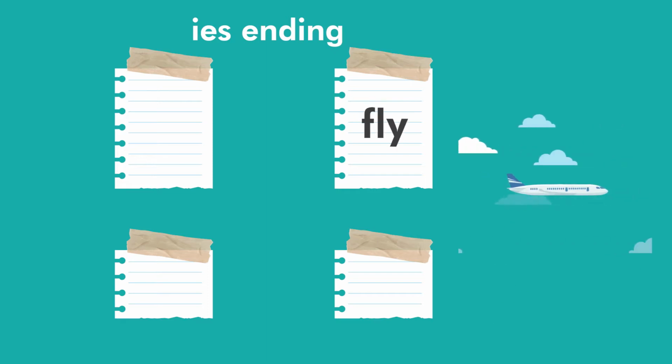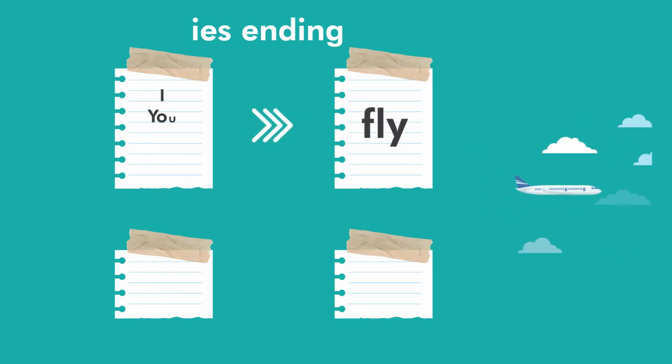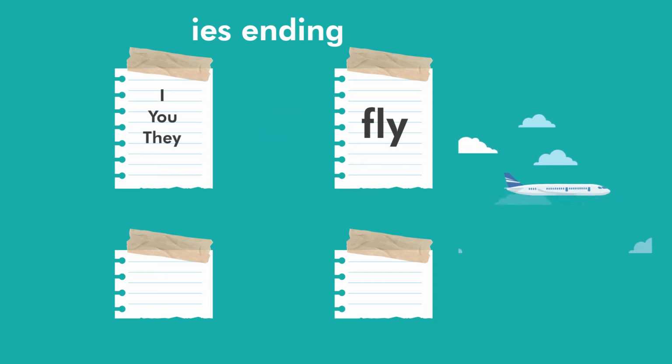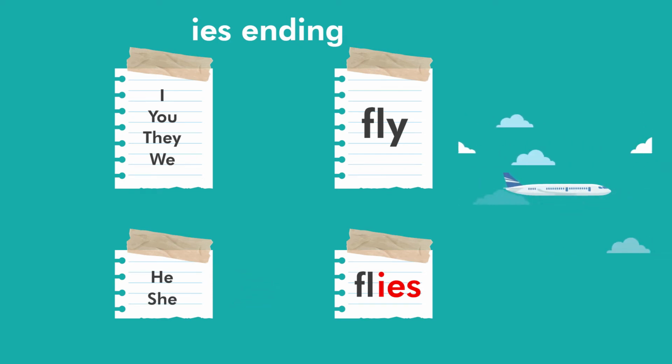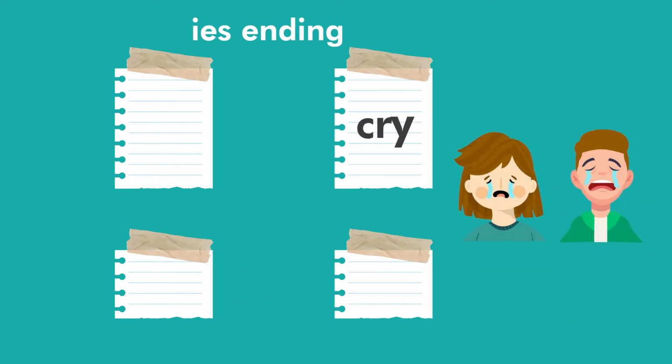For the verb fly, you would say I fly, you fly, they fly, we fly, he flies, she flies. For the verb cry, you would say I cry, you cry, they cry, we cry, he cries, she cries.